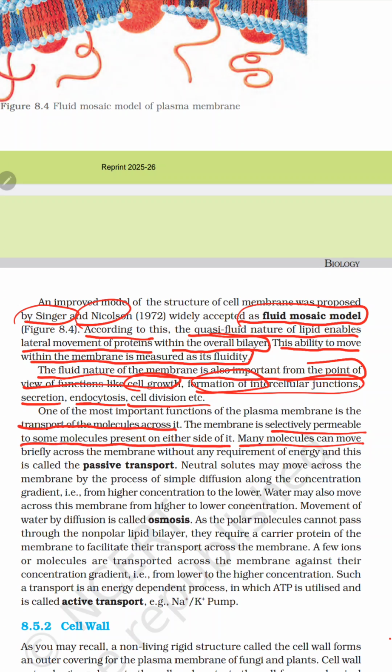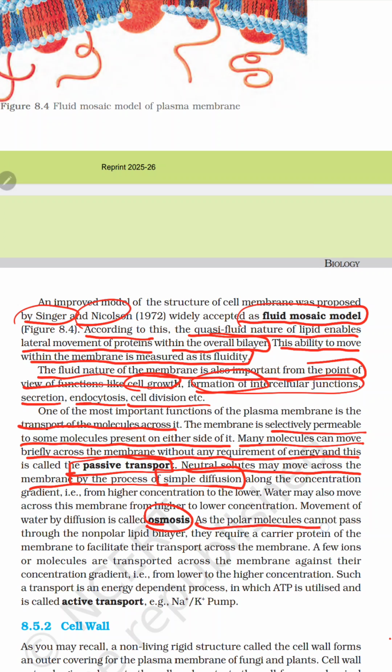Many molecules can move across the membrane without energy. When energy is required to move molecules from one side of the membrane to another, it is active transport. When no energy is required to move the molecules across the membrane, it is known as passive transport. Neutral solutes may move across the membrane by simple diffusion. Osmosis is another process in which water moves across the membrane from higher to lower concentration through a selectively permeable membrane.